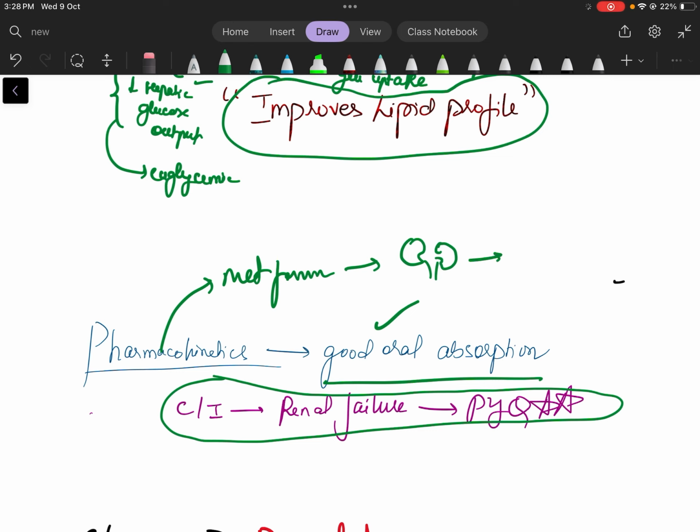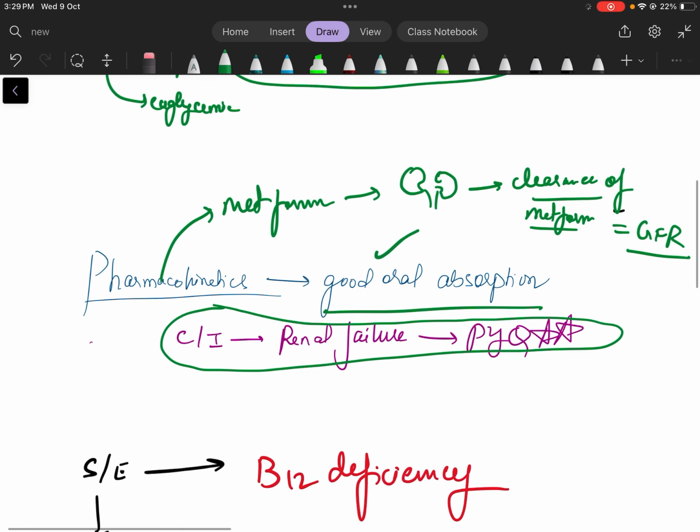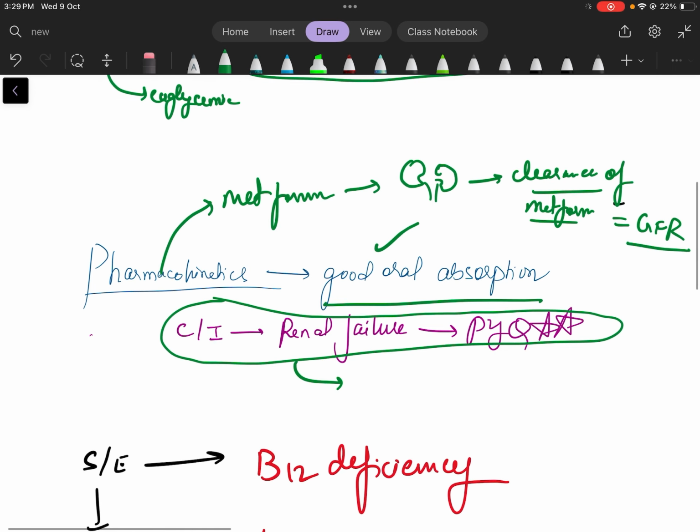Hence what happens is the clearance of metformin approximately is equal to your GFR. Of course, it's excreted unchanged through kidneys. Hence, clearance of metformin is approximately equal to GFR. So what happens in renal failure? In renal failure, there is an increase in the accumulation of metformin, which is obviously toxic. Hence, it is contraindicated in case of renal failure.